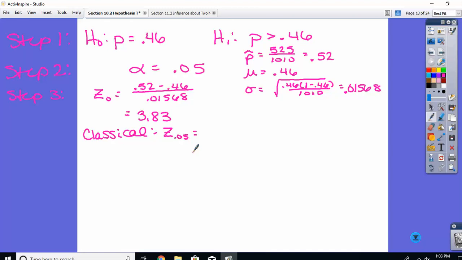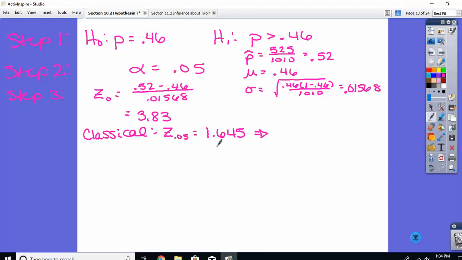Okay, so remember, how do we look this up in our table? Right, we have to find our area inside the table. This means the area to the right is 0.05, so our table tells you the area to the left. So you are looking for 0.95 inside the table, and then telling me the Z on the edge. So that is 1.6. So that is my Z.